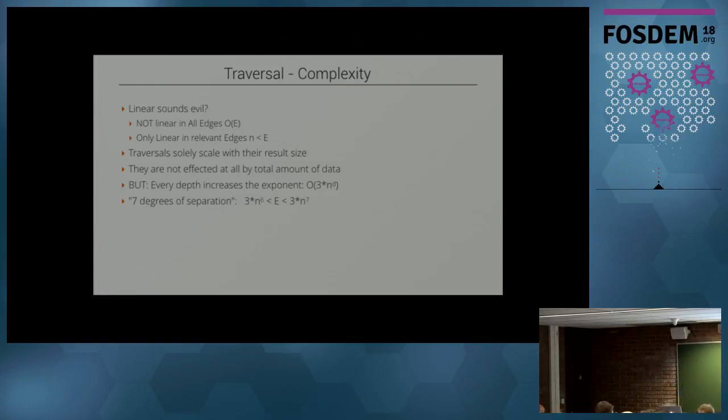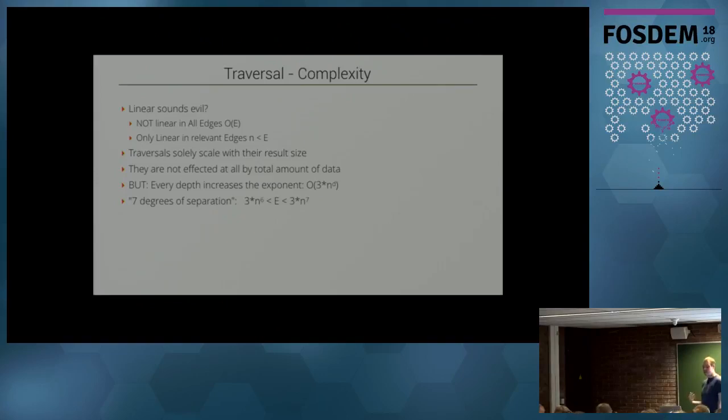However, it sounds evil, but it's not linear in the total amount of edges. And that's the great benefit. It's just linear in the amount of edges attached to each vertex. So if you have trillions of edges stored in your data store, but every vertex just has 5 of them, all your traversals will still be fast, unless you search for a depth of 5,000 or so. Because you only scale with all the edges connected to one vertex.